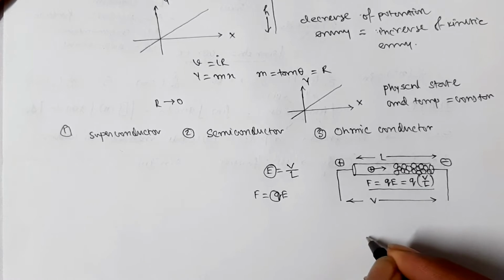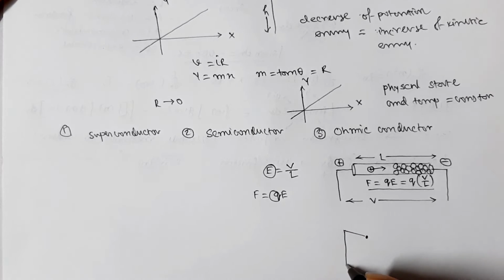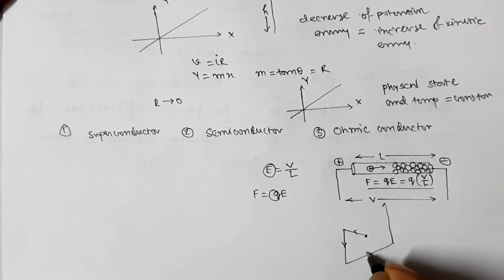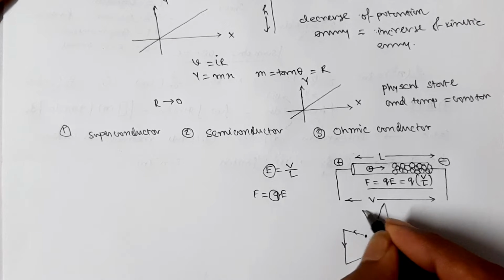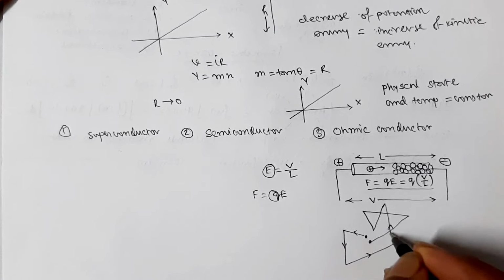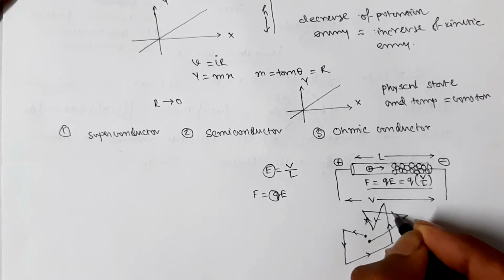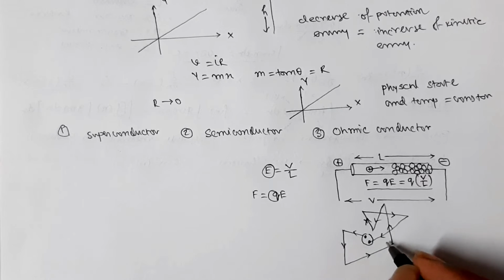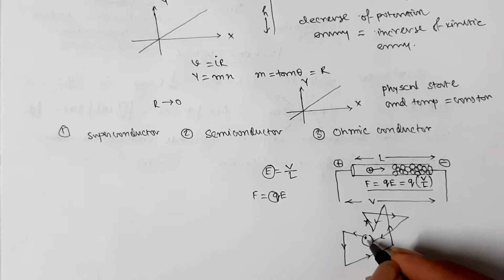So if a particle moves through this and collides like this, this is the path of a charged particle. Without an electric field, the initial and final position are exactly the same, not different anymore.